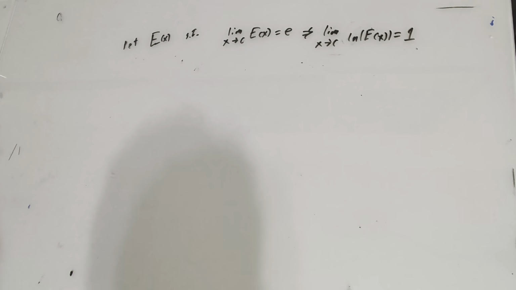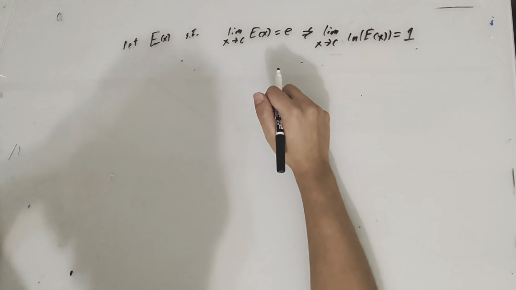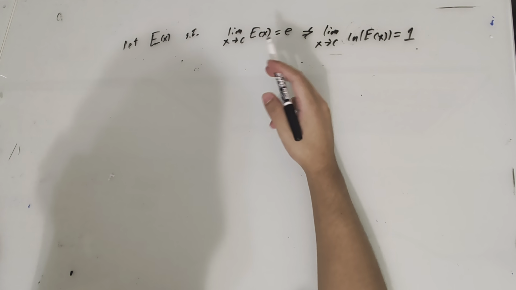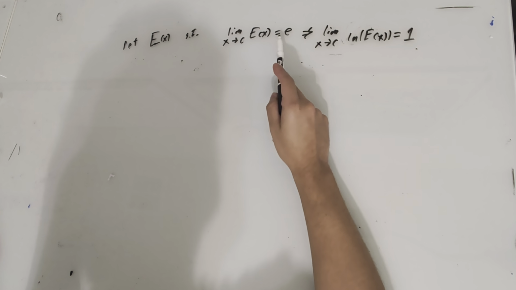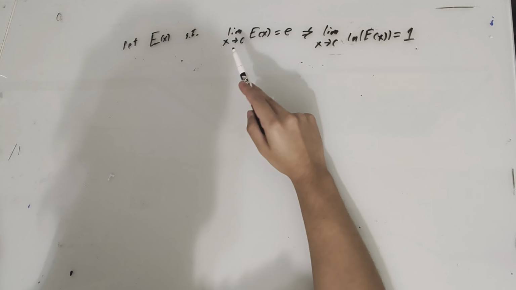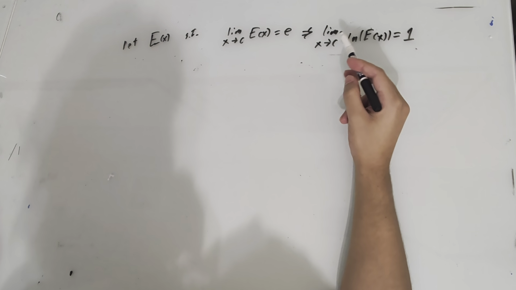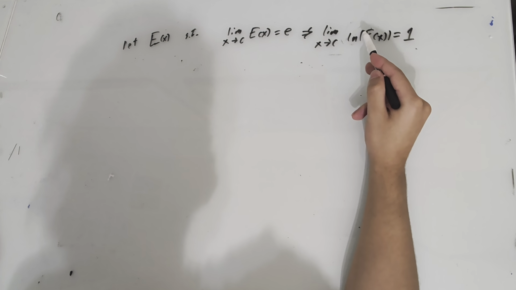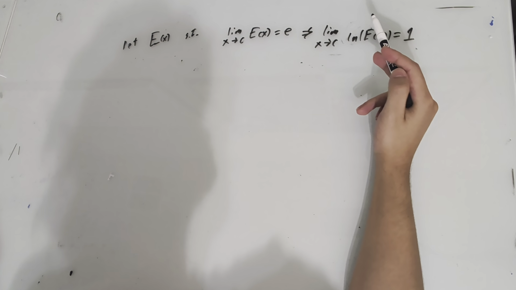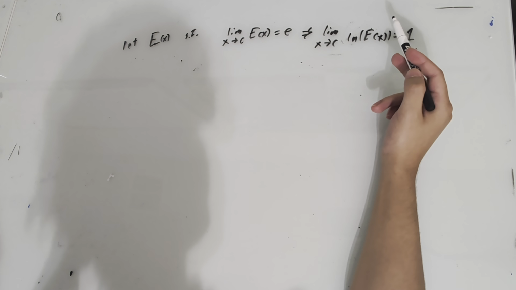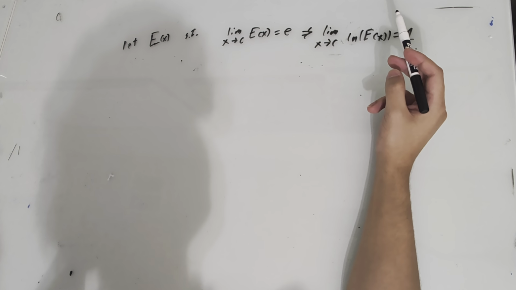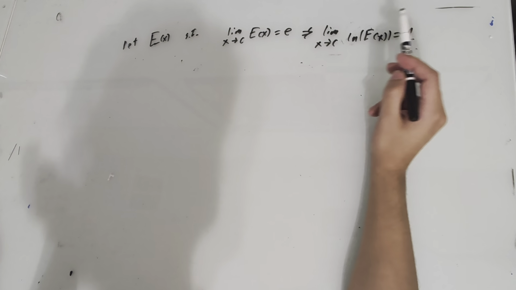So let's construct a function e of x such that as it approaches some constant, it equals e, or Euler's constant. That would imply that the limit of the natural logarithm of e to the x, as it approaches c, equals 1.